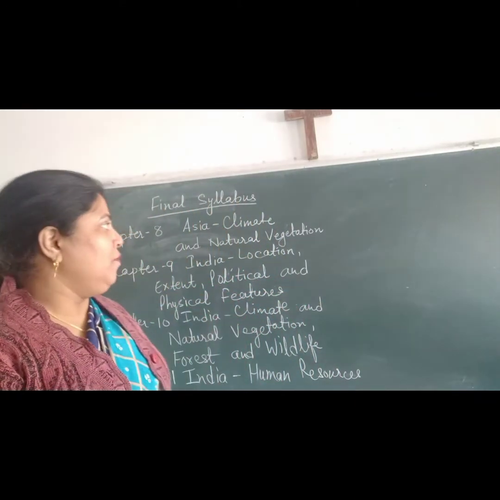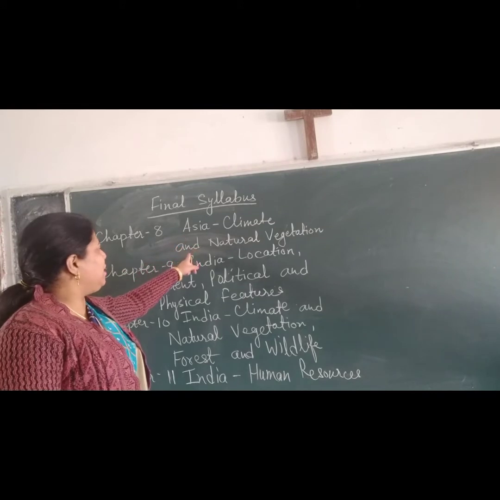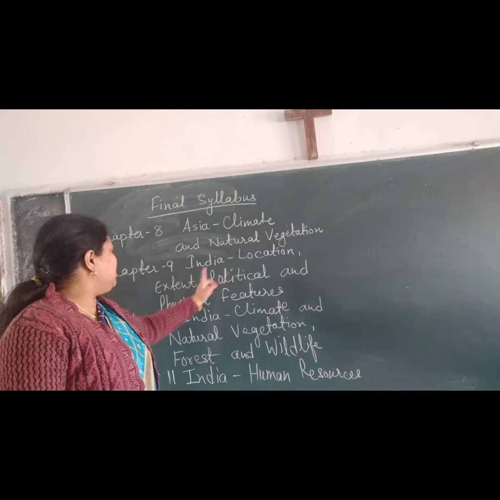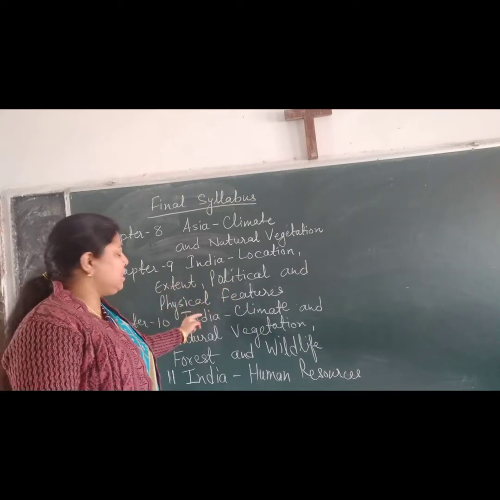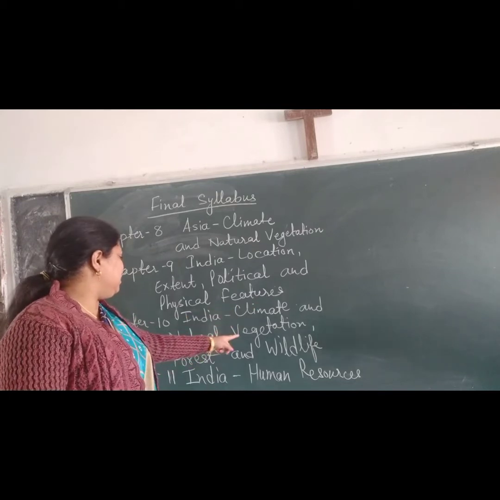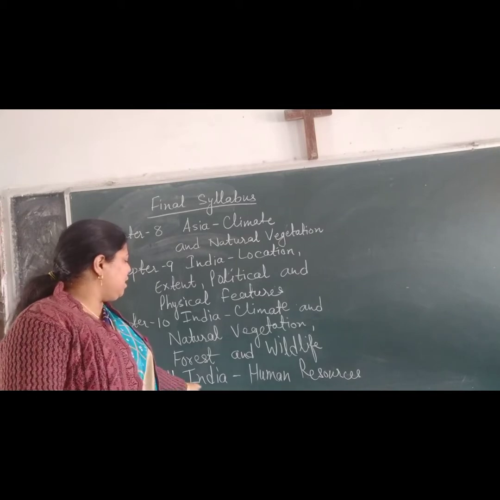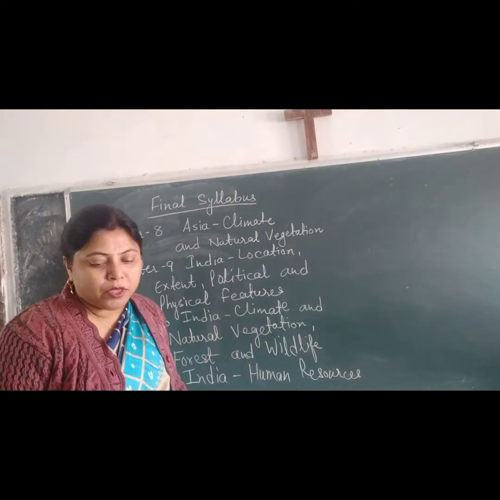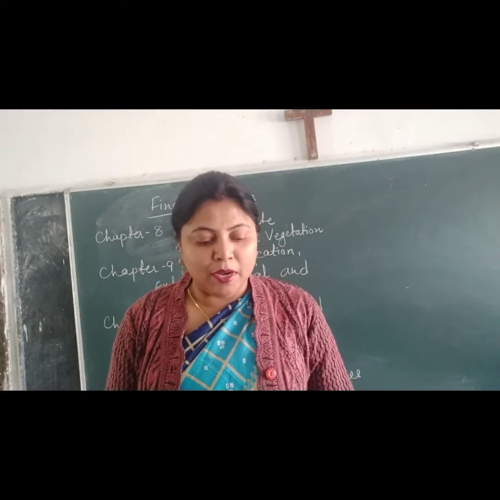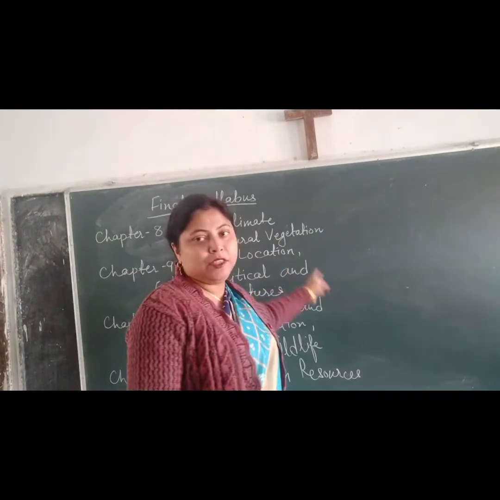So children, in the final syllabus, one chapter is Chapter 8, Asia, Climate and Natural Vegetation. Chapter 9, India, Location, Extent, Political and Physical Features. Chapter 10, India, Climate and Natural Vegetation, Forest and Wildlife. And Chapter 11, India, Human Resources. So children, today I am going to start with Chapter 8, Asia, Climate and Natural Vegetation.